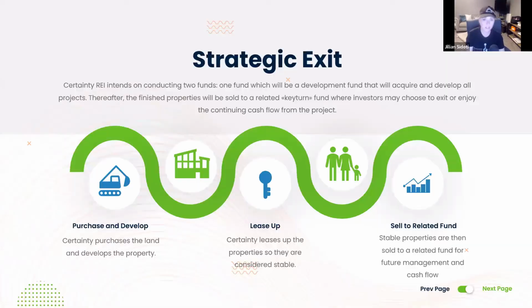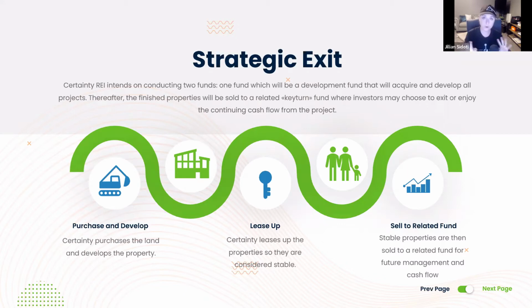So how do we get out of all this? Well, there's actually two different opportunities in here. We're going to purchase and develop, obviously, and then we're going to lease up. But that's not necessarily where it ends. It can end for you at that point. If you just want to get into the purchase and development and then get out, by all means, do it.